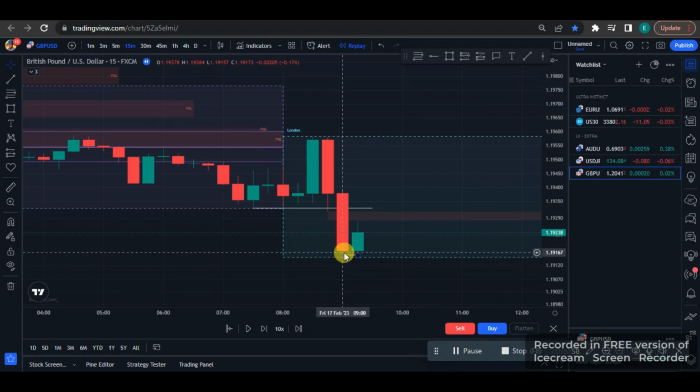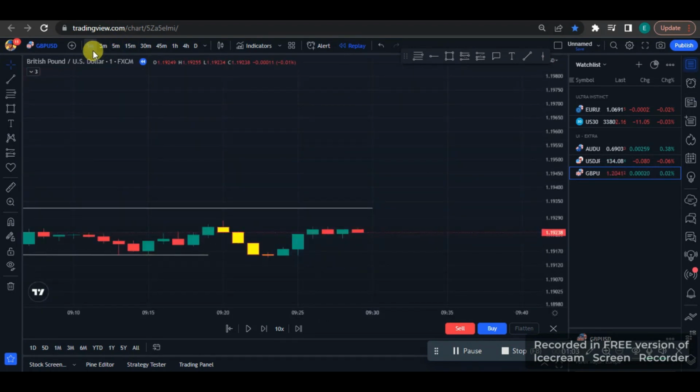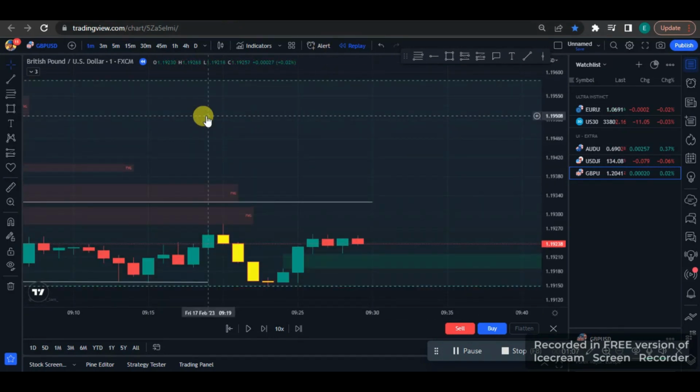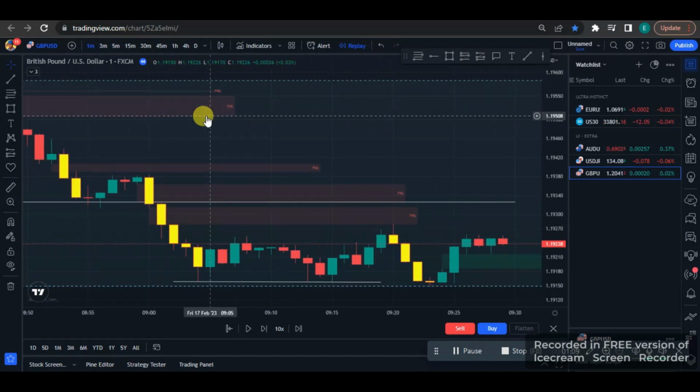Once we see the close of this candlestick, the next thing we do is we go down to the 1 minute time frame. Once we see the close of that candlestick on the Asian session, sorry, on the 15 minutes, the next thing we do is go down to the 1 minute time frame to start looking for our entry.